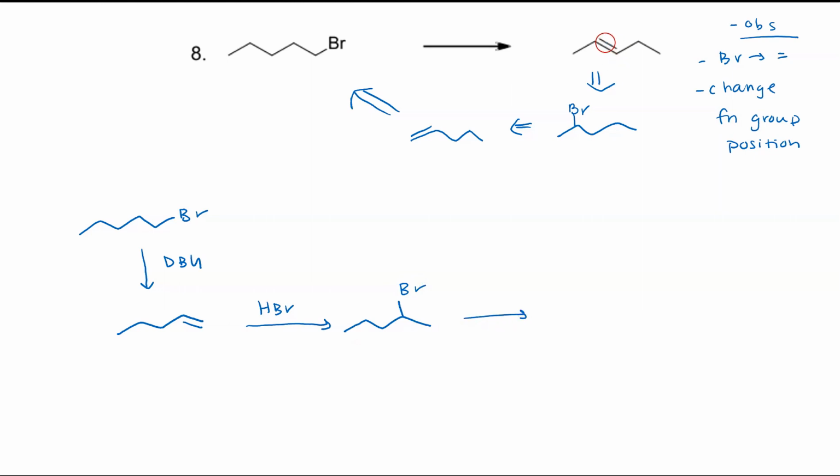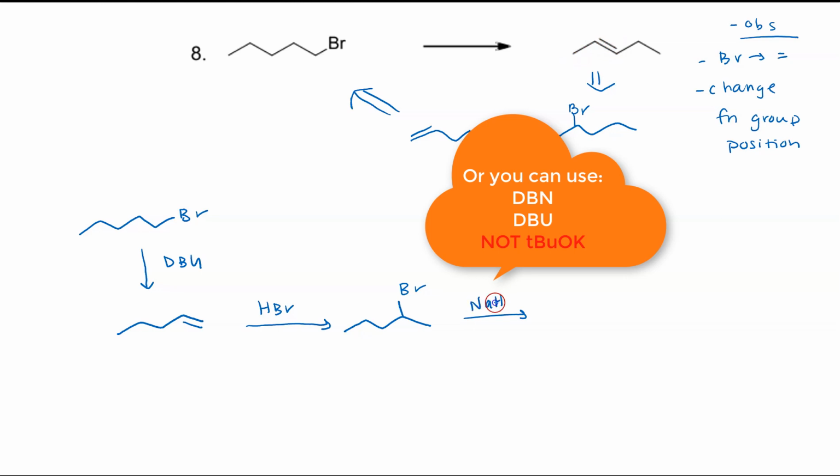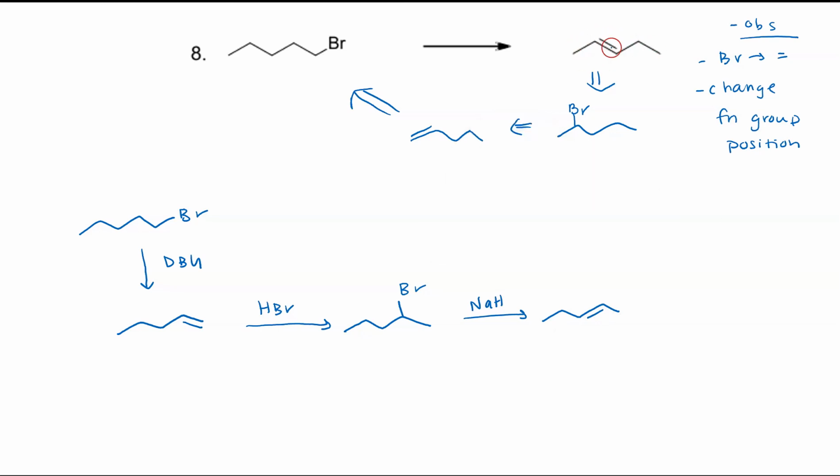And now we wanted to do this elimination. I don't want the terminal alkene, so I'll use a smaller base to get that product. And if we switch it around, this is named 2-pentene. This is also 2-pentene. So this one was only 3 steps long.